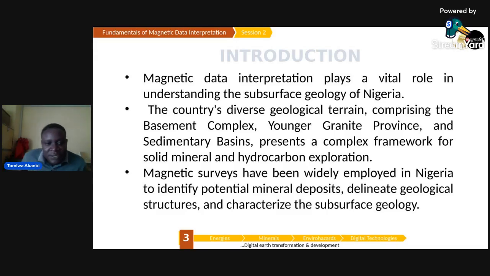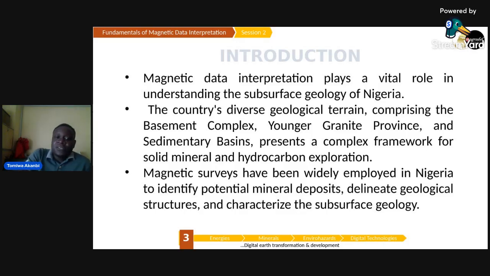So basically, magnetic data interpretation plays a very important role in understanding the subsurface geology of Nigeria. Geologists can only make inference based on what they see at the surface, and sometimes when they do pitting and take samples to the lab, they do their petrography and all of that, but they are still restricted to what they can see at the surface. So in a situation where there are some geology that do not have surface expression, magnetic data sets can be helpful in revealing such within that environment.